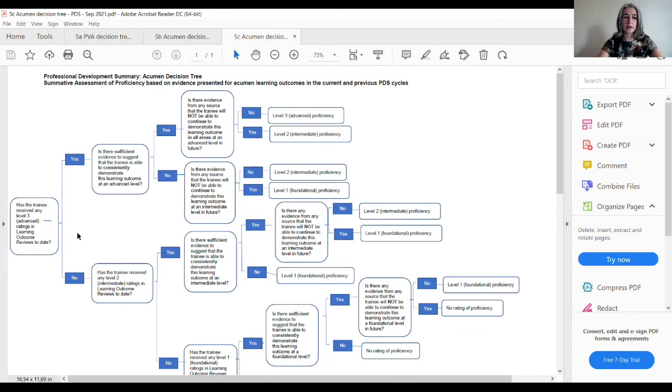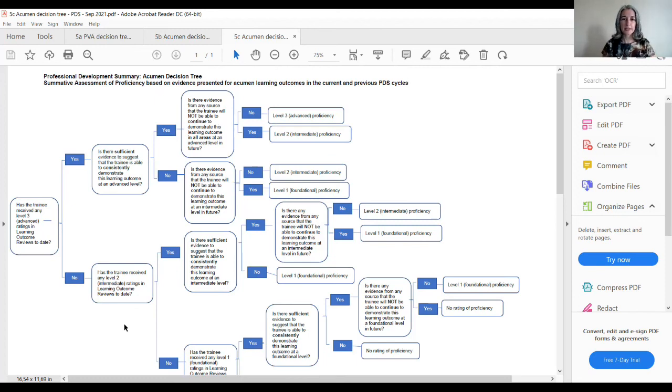You can see that if the answer to the first question was no, the next question was, did the trainee get any level 2 ratings in learning outcome reviews to date? And then it drops down to, did the trainee receive any level 1 ratings in learning outcome reviews to date?